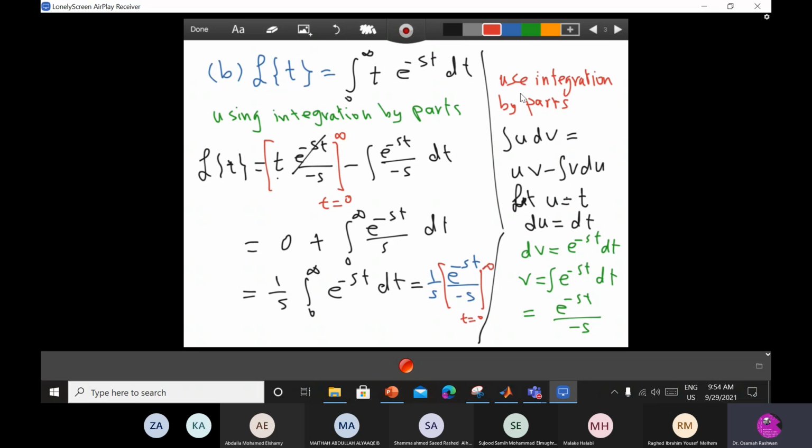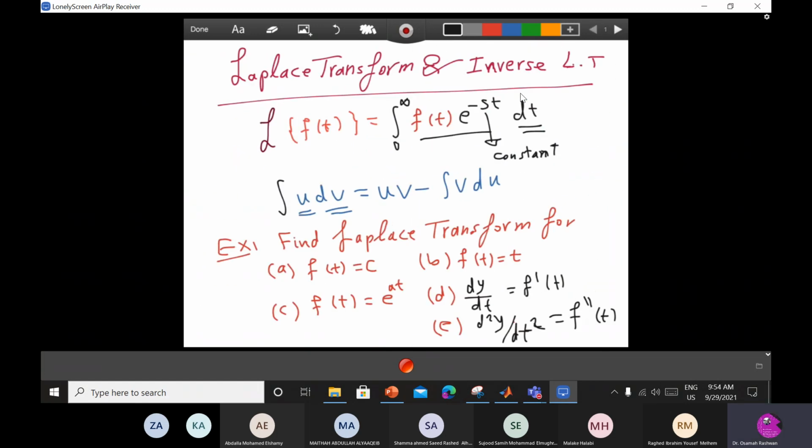At infinity it is 0, at 0 it is 1, so I have 1 over s times 1 over s, so it will be 1 over s squared. This is the Laplace transform for t. Easy? Yes. If you know the integration, it will be easy for you. What is the next one? E to the at.